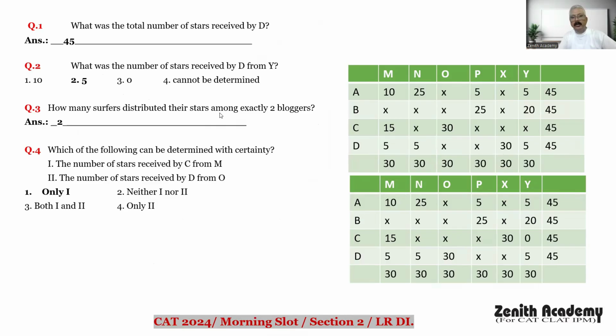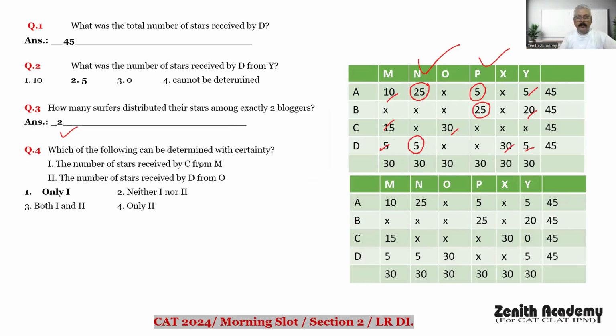How many bloggers distributed their stars among exactly two bloggers? Exactly two bloggers. So here this N, 25 to A and 5 to D, and here P, 5 to A and 25. Otherwise, he is giving to 3, 1, 2, 3, and O giving to 1 only. So it means two cases, one this is and this is. Answer is 2.